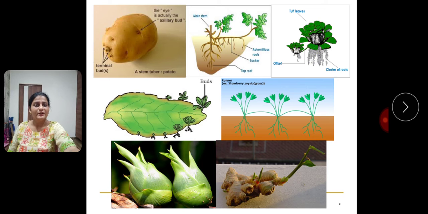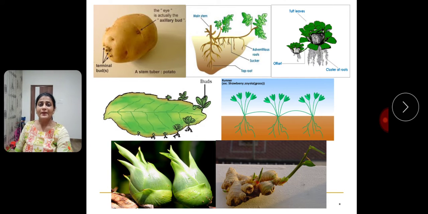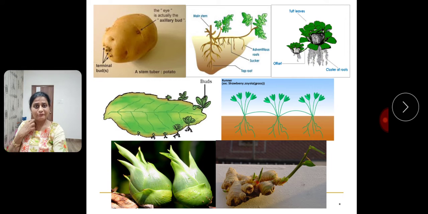And this is the rhizome. Example is ginger. Rhizome has nodes and internodes. You can see linings on it, right? Those linings are called nodes, and at the nodal regions the adventitious buds develop, and then those adventitious buds develop into a new plant. Okay, so that is all about the natural methods of vegetative propagation. There are artificial methods also, with the help of which propagation takes place.